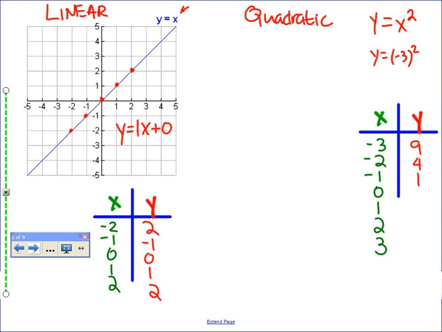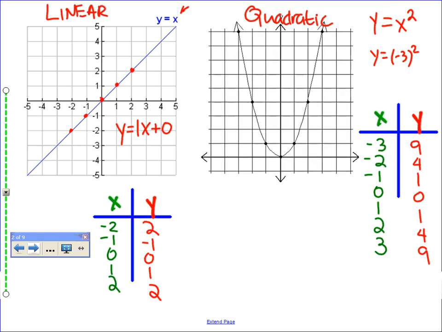-1 squared would be 1. 0 squared would be 0. I'm going down. Let's say up, 1 squared. Wait a second. I'm going to change direction here. 2 squared is +4, and 3 squared is 9. So if I were to graph that, I would plot -3, 9, -2, 4, and I would end up with, let's see, this graph right here. -3, 9, -2, 4, -1, 1, 0, 0, and then you can see it's actually changing direction and going up.